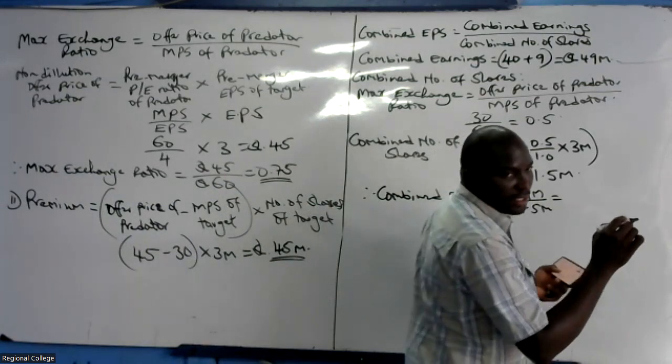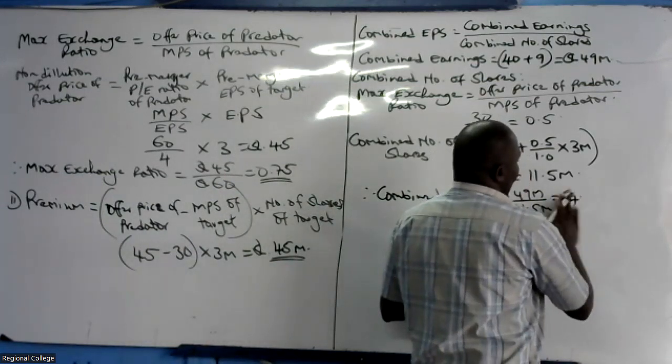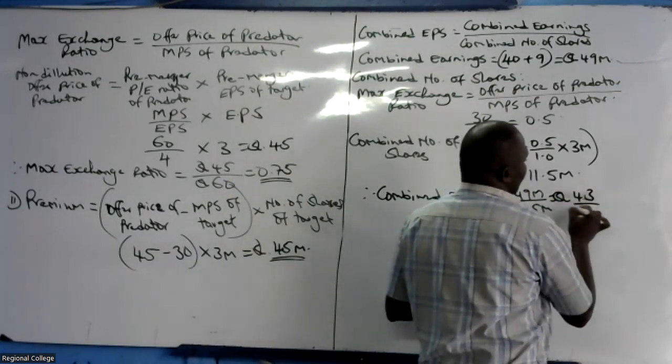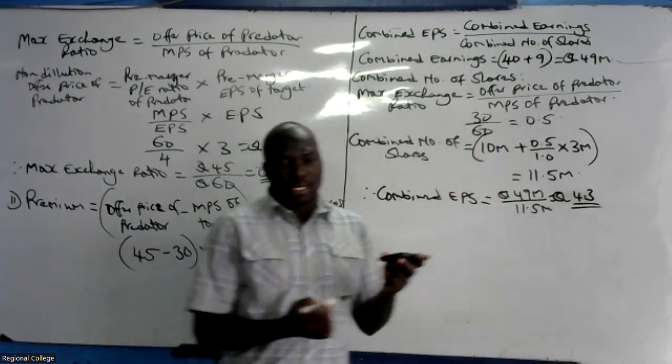By which? 4.3. 4.3. Million cancels out.